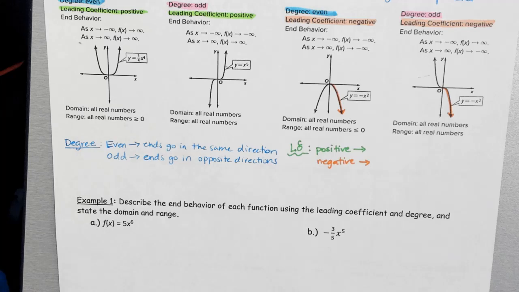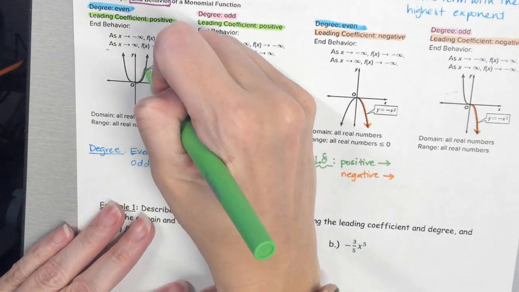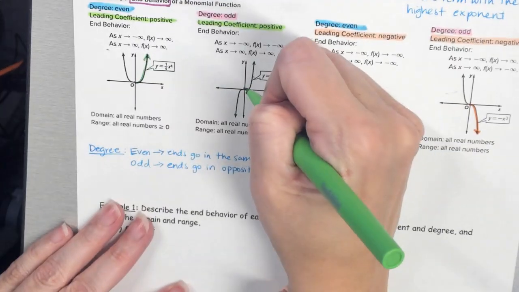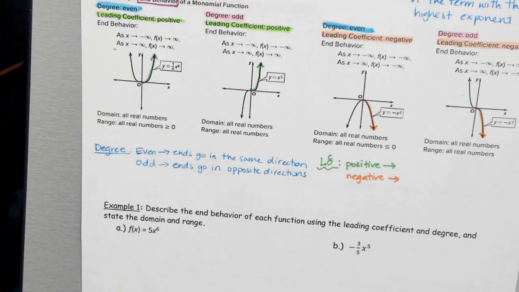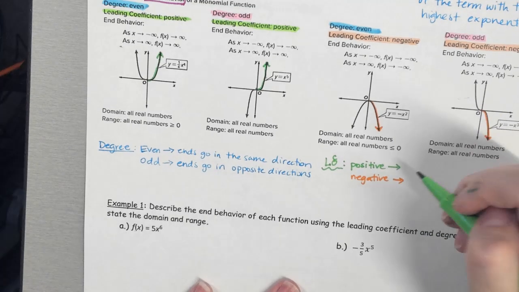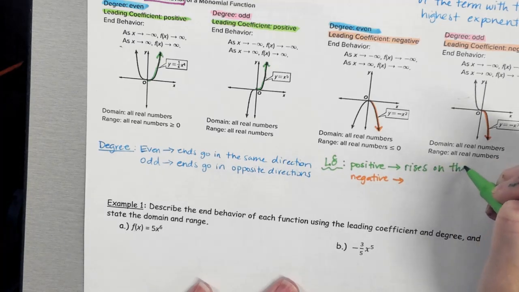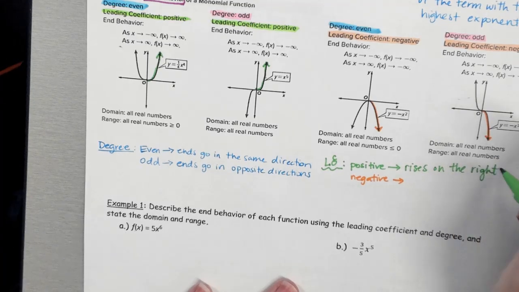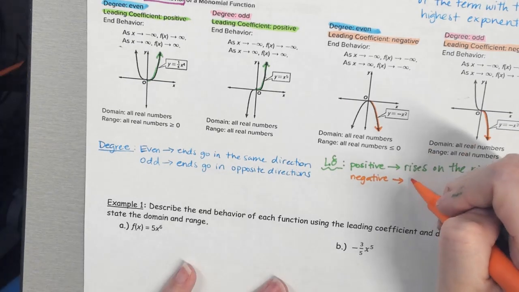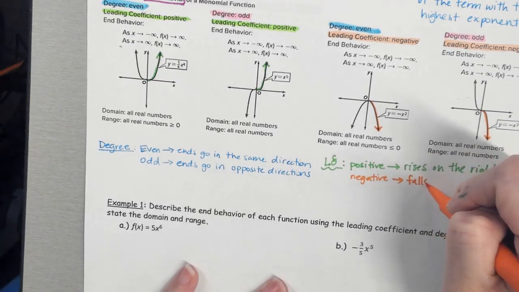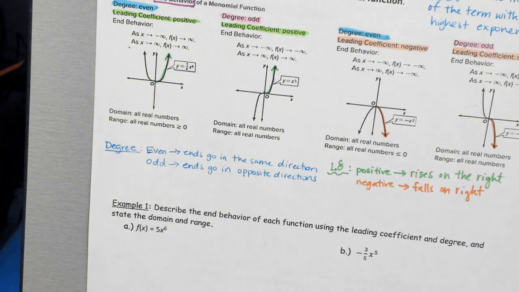Okay, and then if we look at the positive, the part that's the same is the right side again. So if it's positive, we say that it rises on the right or goes up. Okay, and if it's negative, then it's going to fall on the right or go down. But it's all about the right side.